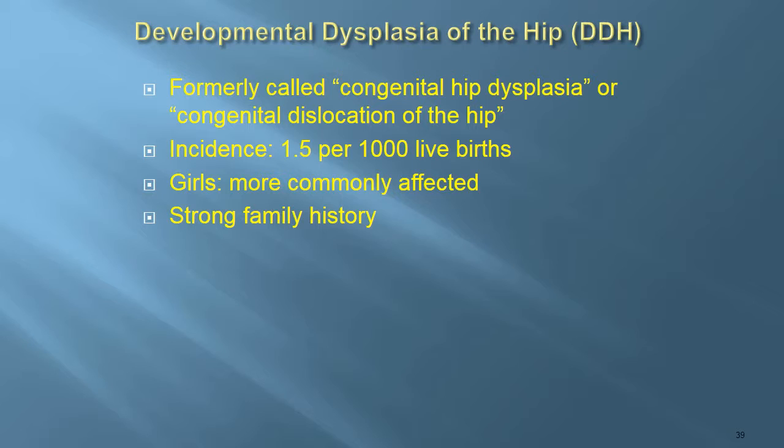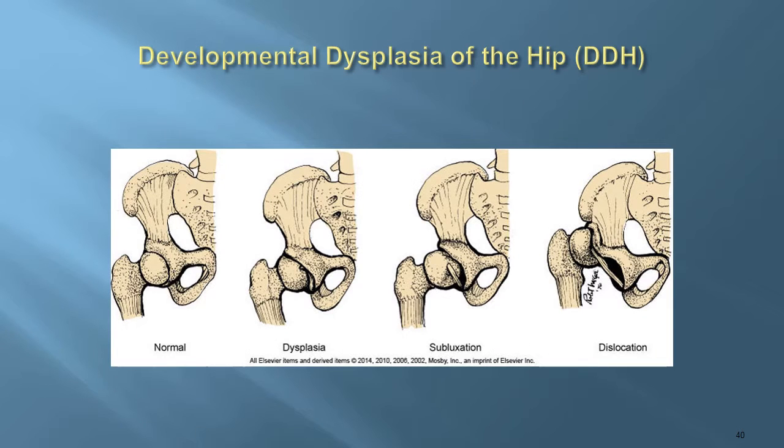Developmental dysplasia of the hip, or DDH, was formerly called congenital hip dysplasia, or congenital dislocation of the hip. It occurs in 1.5 per 1,000 live births. It most commonly affects girls, and there's a strong family history. This diagram shows the normal hip, as well as dysplasia, subluxation, and dislocation of the hip.